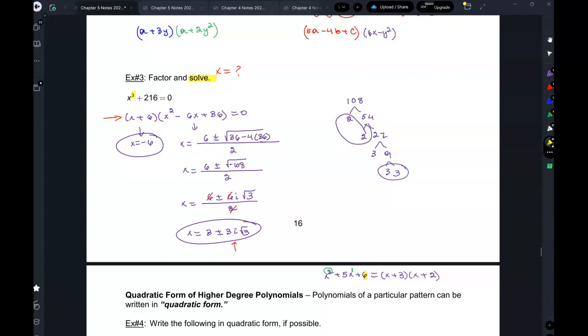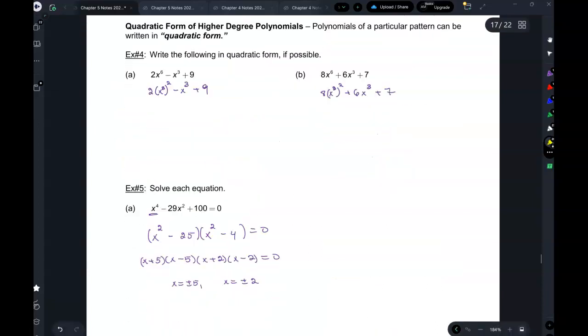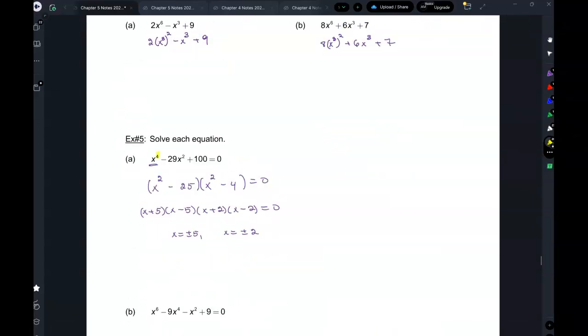So this has a degree of 3. Sure enough, we found 3 solutions. This has a degree of 4. We found 4 solutions. Do you see how beautifully this works?